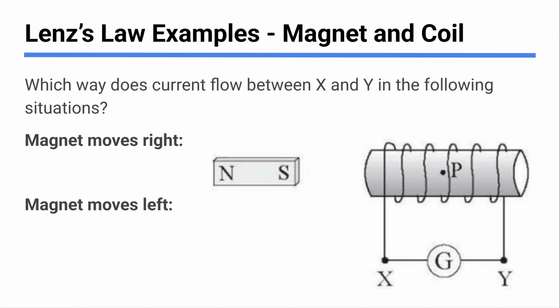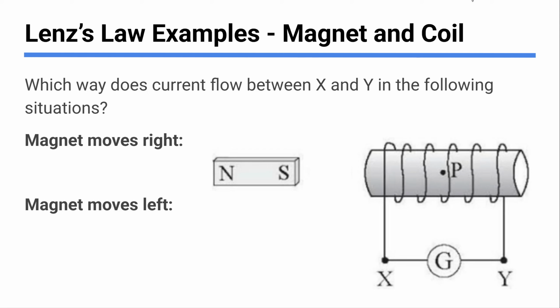Let's try again now. Okay, pause the video and you try this one. We flipped our magnet around. We're going to do the same situation. We're going to move that magnet to the right, move that magnet to the left. See if you can figure out which way the current flows, X to Y or Y to X, in these two situations. Give it a try.